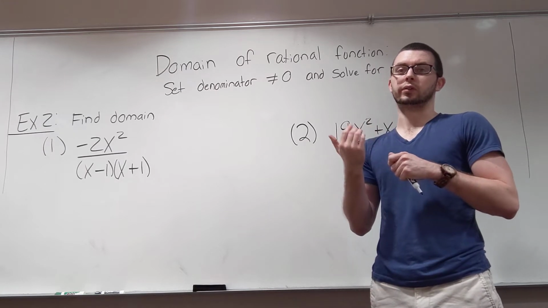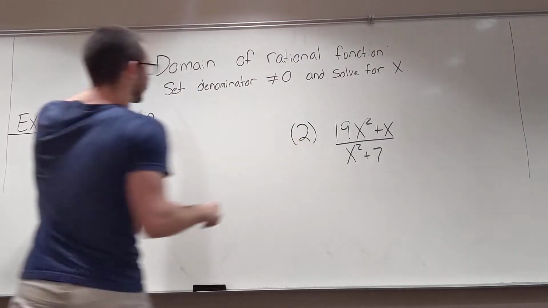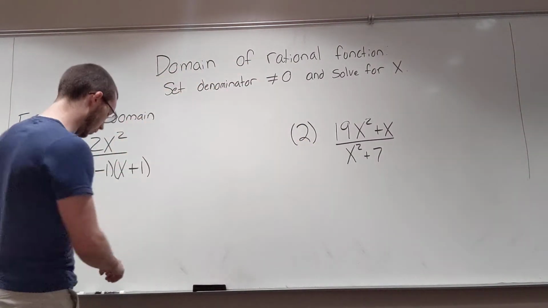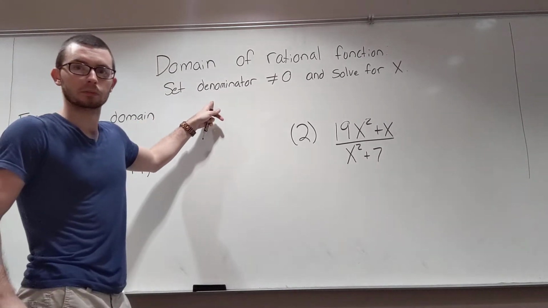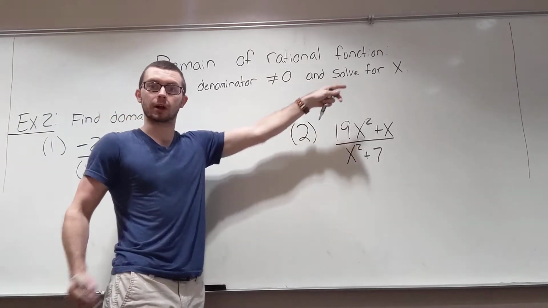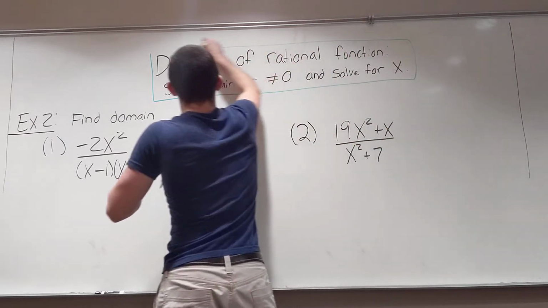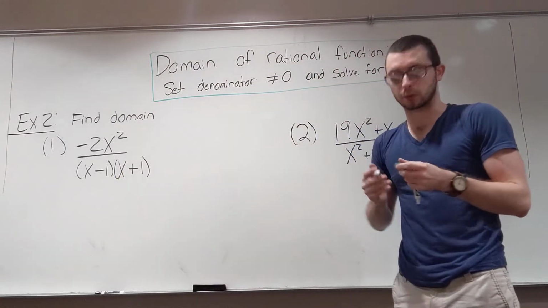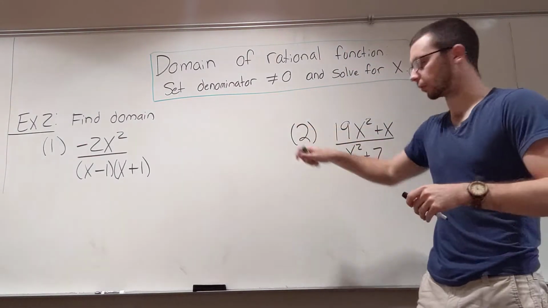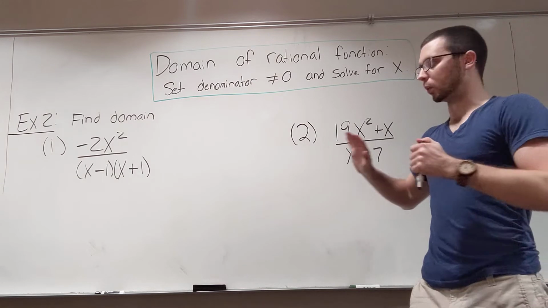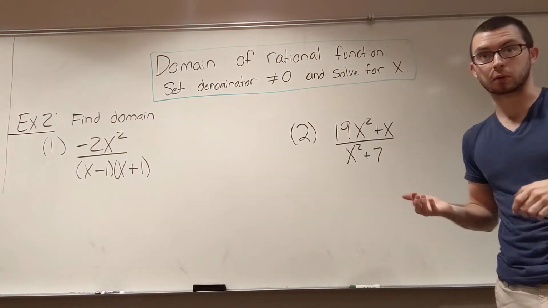This criteria is so important that I just ended up writing it again. This is something you definitely need to know. For the domain of a rational function, you set the denominator not equal to 0 and solve for x. This will be a very helpful note, and I have it written in the notes as well, right above these examples. So now we're going to apply this rule directly towards the next three problems.